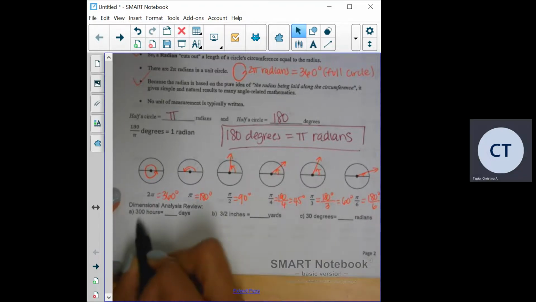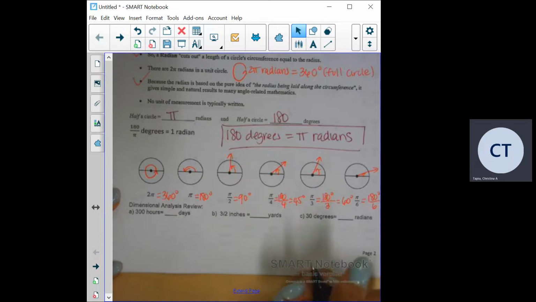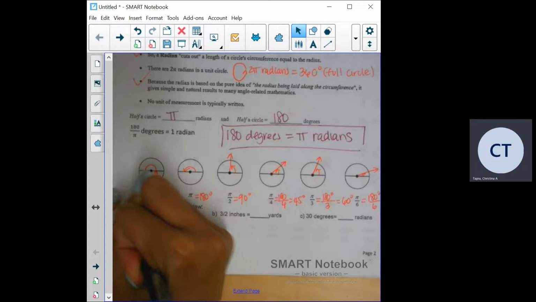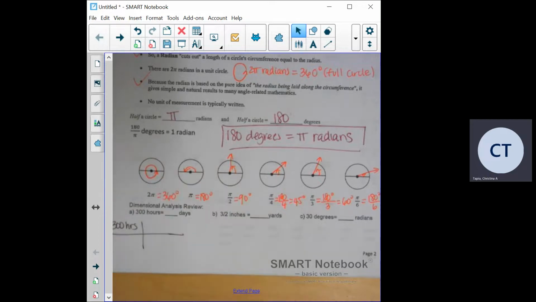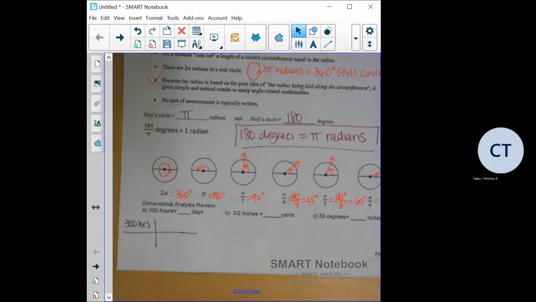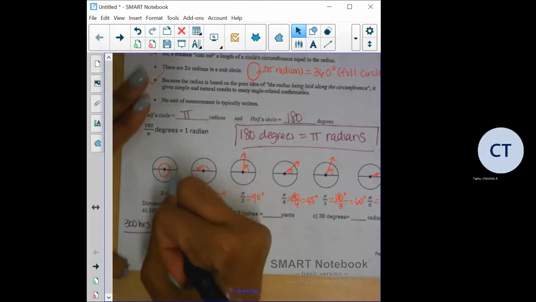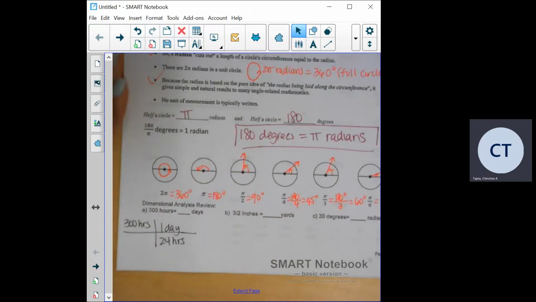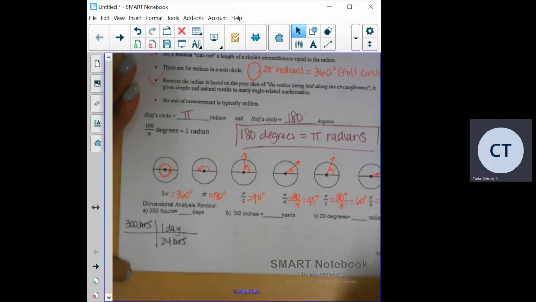So for this first question here, we have 300 hours, and we need to see how many days that is. So 300 hours, I need to transform that into days. What unit conversion can I use? 1 day is 24 hours. The issue is, where should I put the 1 day? On the top. And in the denominator, we're going to have 24 hours. Why did the denominator need to have hours? So you can cancel out the numerator and denominator's units.